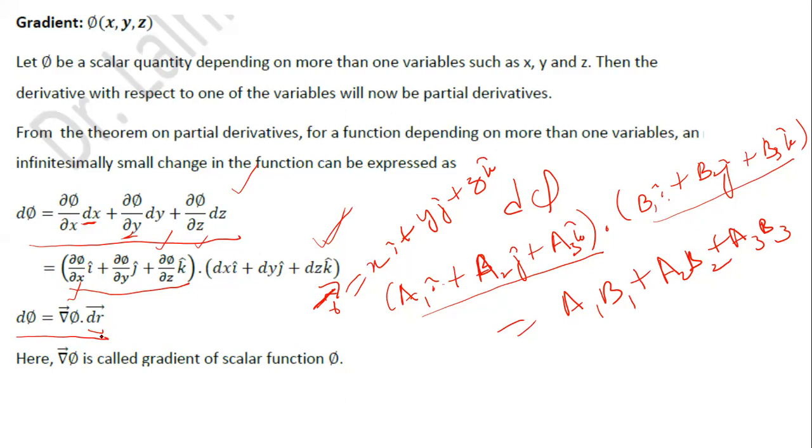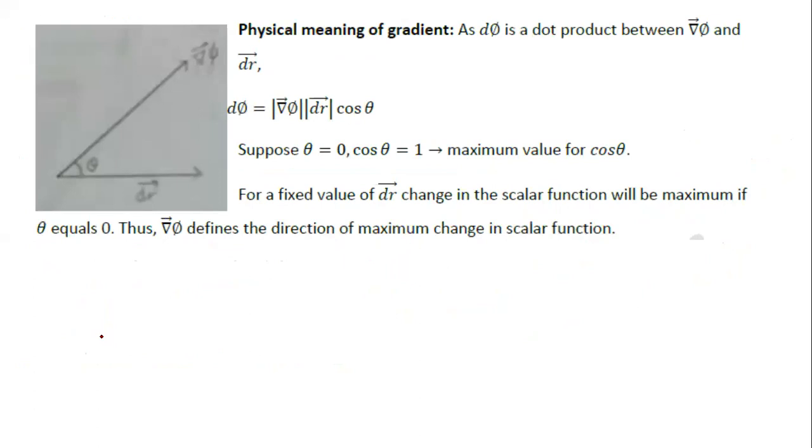Right. Now, as you can see here, d phi, the infinitesimally small change in phi, is simply a dot product between two vectors. One of the vectors is grad phi, another vector is dr vector. Now, if you look at this picture, let me redraw it. It's not very clear. So this is a dr vector, for example, and this is a grad phi vector. When you take a dot product between these two vectors, you have to consider the angle between grad phi vector and dr vector.